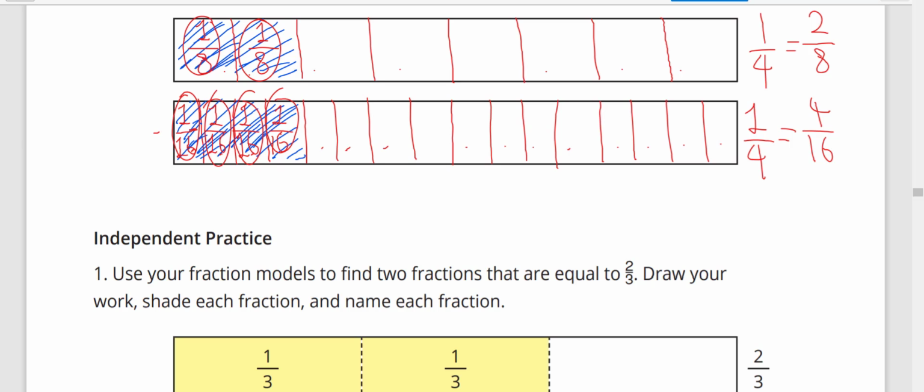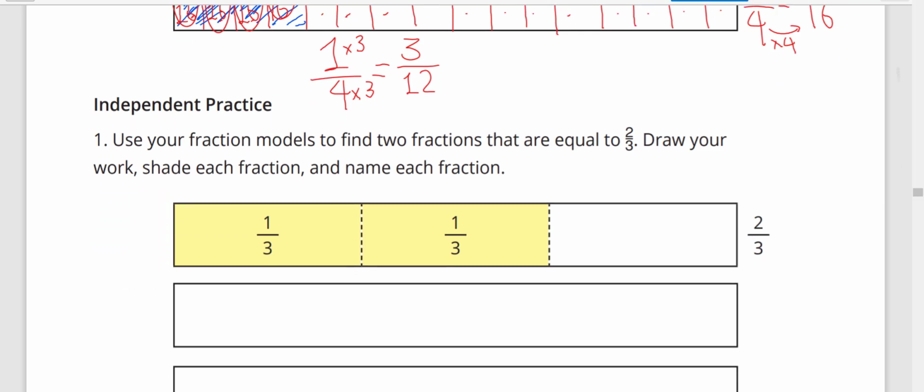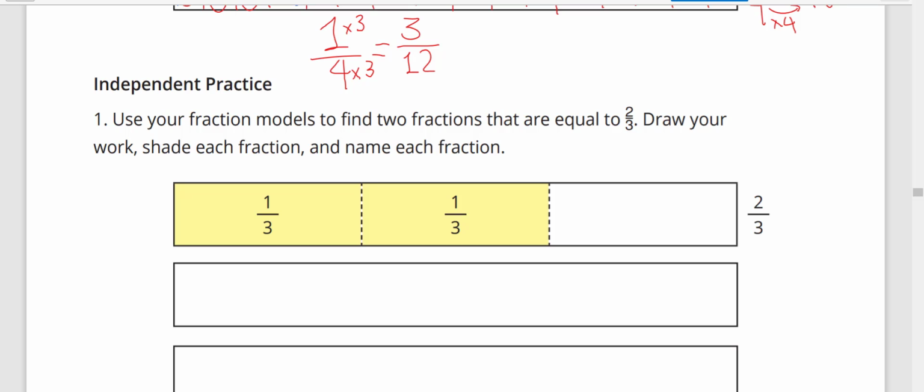We can get another equivalent fraction to 1/4. What if we multiply the numerator and denominator by 3? We will get 1 times 3 equals 3, and 4 times 3 equals 12. Here we multiply numerator and denominator by 2, here by 4.